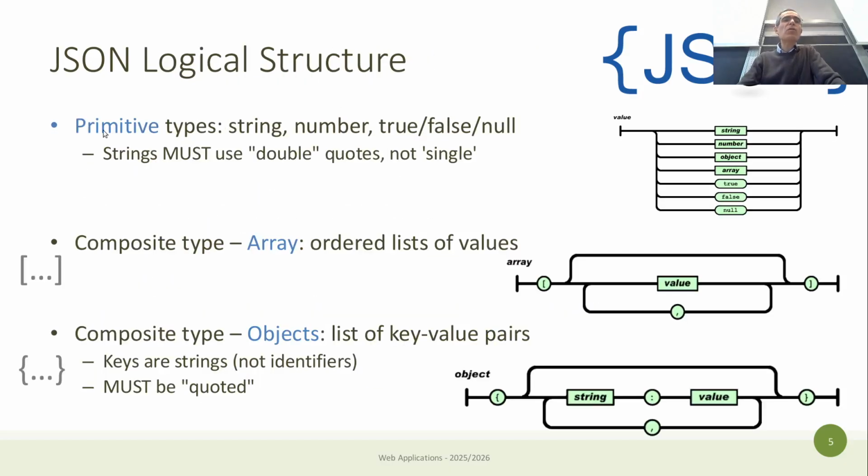So the structure is, there are primitive types, less than JavaScript, okay? Strings, numbers, true, false, null. So there's no undefined, okay? And there are composite types, arrays and objects, but of course no functions.